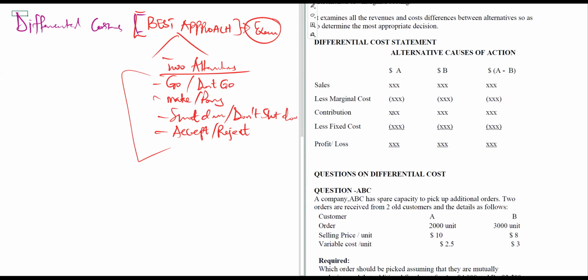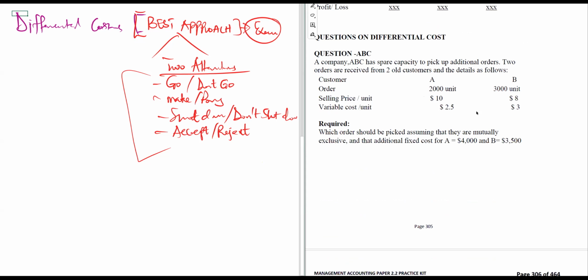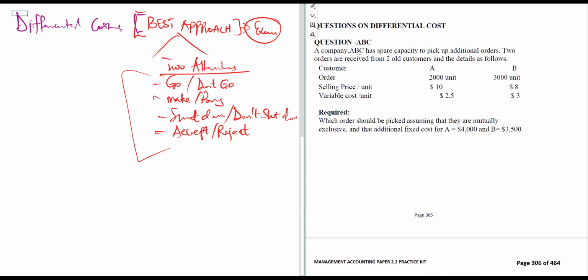So let's just look at a particular question, right? A company ABC has spare capacity to pick up additional orders, and 2 orders are received from 2 old customers, and the details are as follows. So we have customer A and customer B, and these are the orders that they have, and then the selling price per unit and the variable cost per unit. Which order should be picked, assuming that they are mutually exclusive? So what is mutual exclusivity? When we say something is mutually exclusive, what does it mean?